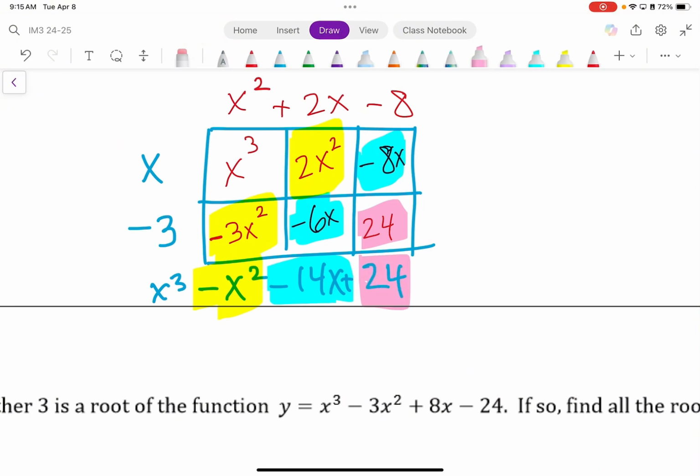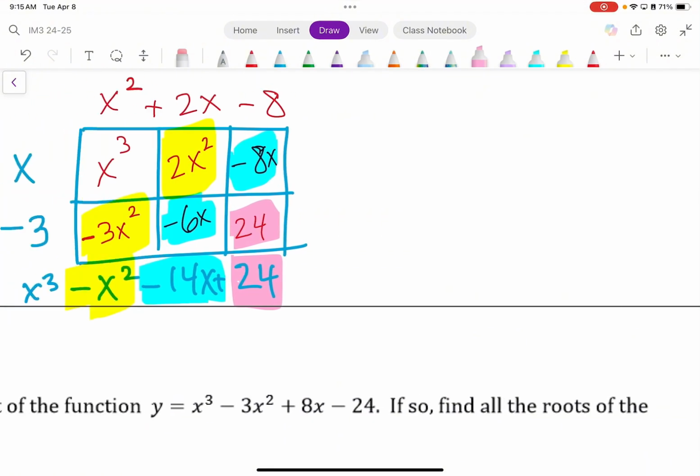All right. What do we notice about this problem? Do we have a remainder? Tell me. Look at the boxes. No, we don't have a remainder. So we can say that x minus 3 is a what? A factor. We could also say that 3 is a root. And ultimately that the point 3 comma 0 is an x-intercept, right? If something's a factor, then it's a root, then it's an x-intercept.